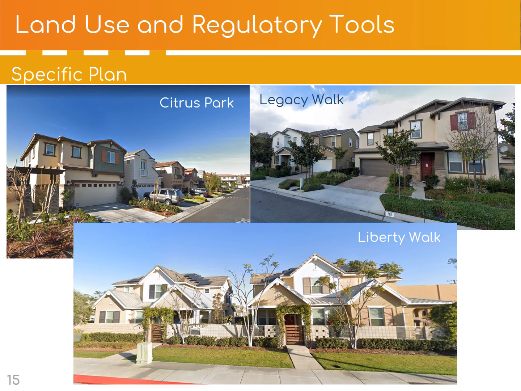Legacy Walk, approved under the Roosevelt Fullerton specific plan, is west of Rosslyn Avenue, also south of Valencia Drive. This project provides small lot detached single-family homes. Lastly, Liberty Walk, approved under the Valencia Woods specific plan, is located on the north side of Valencia, east of Euclid Street. This project also includes attached single-family homes in buildings of 2 units each and small lot detached single-family homes.